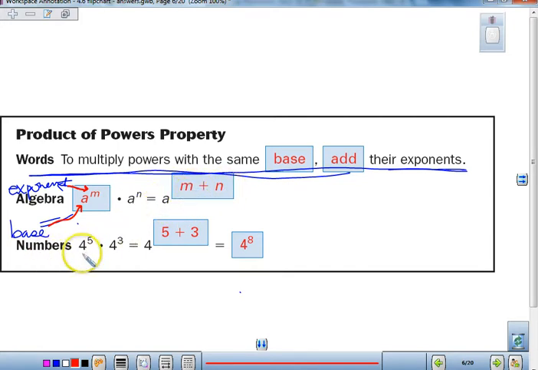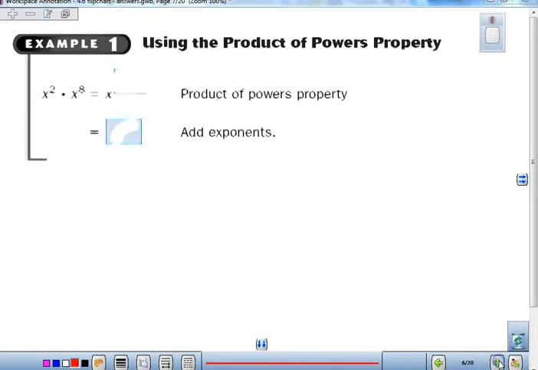So here's a number problem that you're going to see. 4 to the 5th times 4 to the 3rd is equal to 4. You've got to make sure these are exponents. 5 plus 3, 4 to the 8th. This is our answer as a power. So whenever you're asked to leave your answer as a power, it means that you need to have a base and an exponent. That's what it means by leaving your answer as a power.